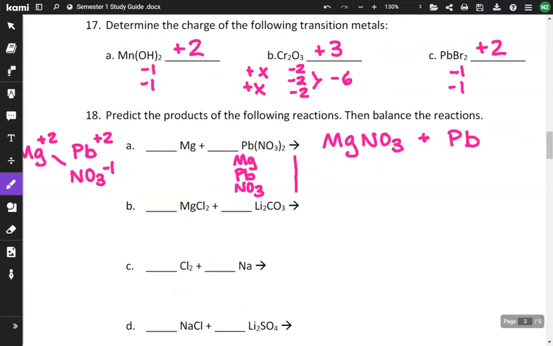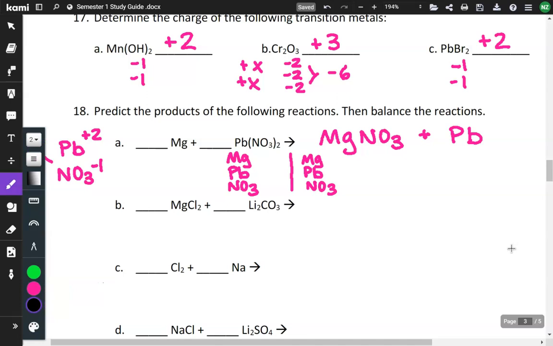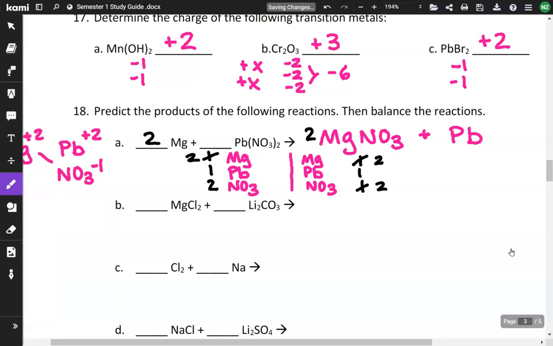So let me zoom in actually to make this a little easier to see. And let's write out what we have. On the left side, we have 1 of those, 2 of those. And on the right side, we have 1, 1, 1. So if I put a 2 here, that makes this a 2. That makes that a 2. Now my magnesiums don't match, so let's put a 2 here, and that becomes 2. We are balanced. Let's make our pen not so thick here for the next one.